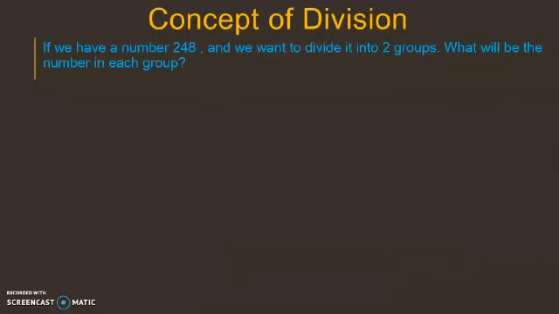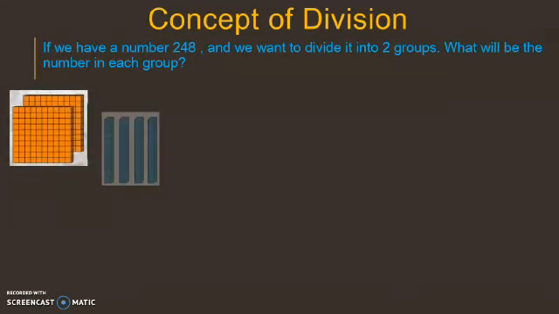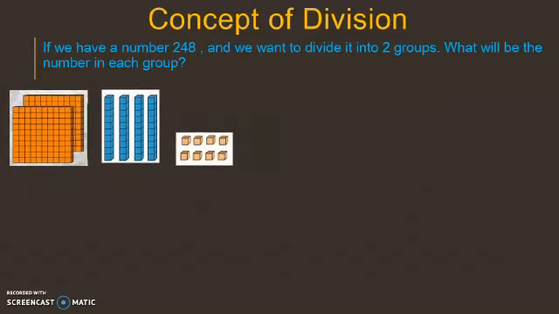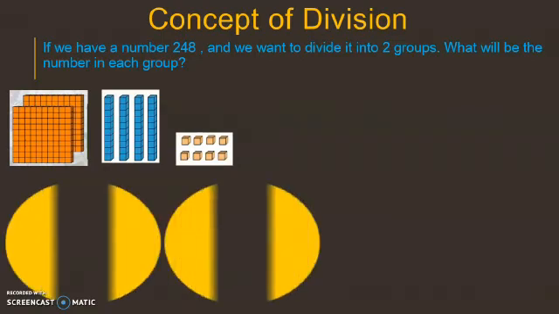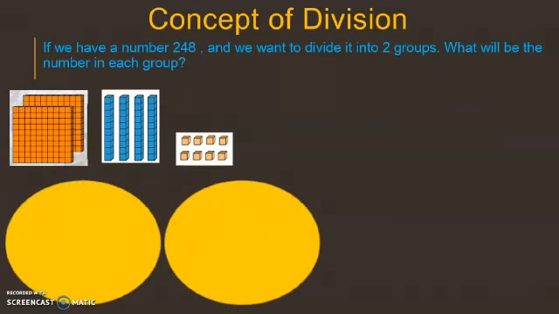If we have a number 248 and we want to divide it into two groups, what will be the number in each group? First of all, we have 2 hundred bars, 4 tens sticks and 8 ones cubes. We are going to divide them into two groups. Let us start with the bars. We are going to divide them one by one.